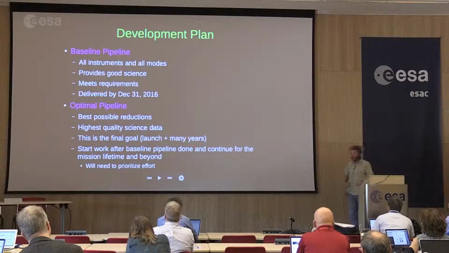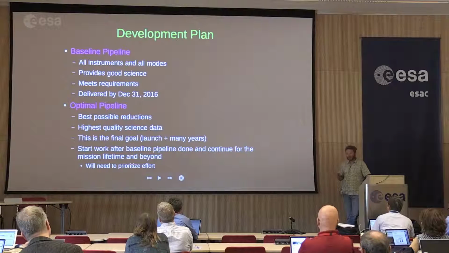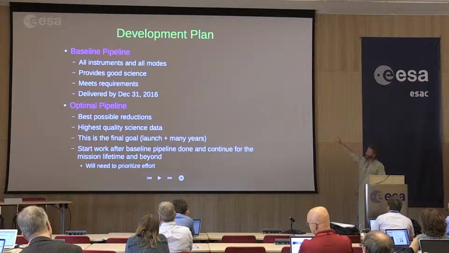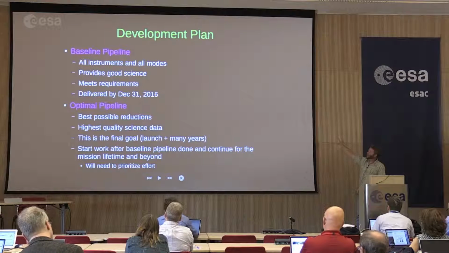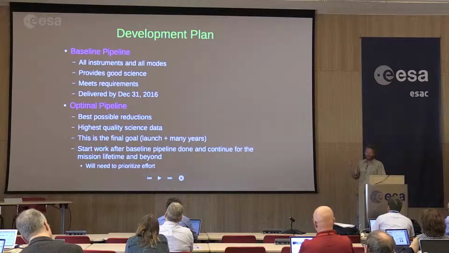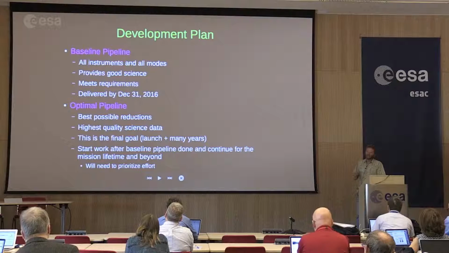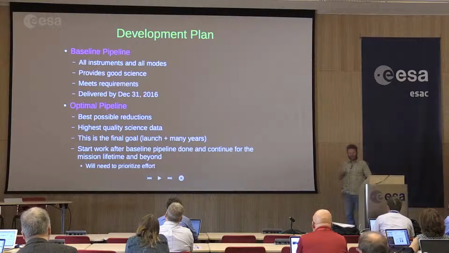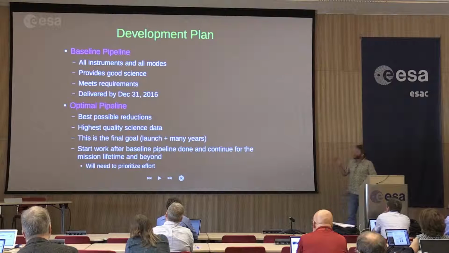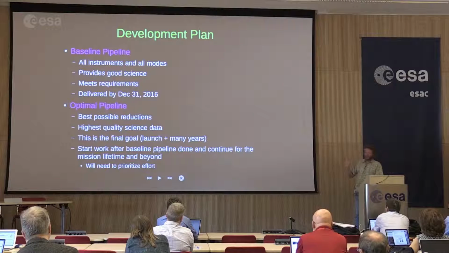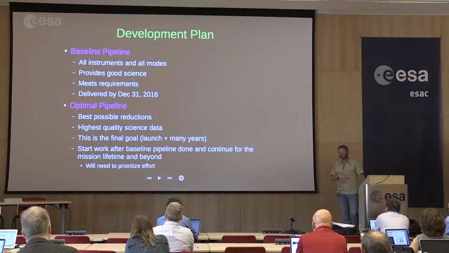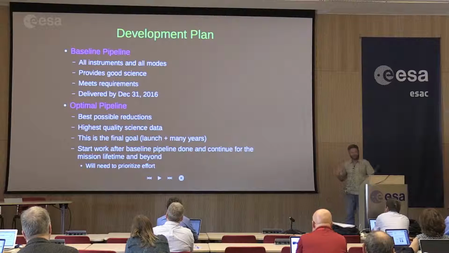The development plan, we've split it into two pieces in order to make sure that everything works. So the first part we do is make sure we're going to do the baseline pipeline. So that means all instruments in all modes will be able to reduce the data and get high-level, high-quality science data out the back. It meets requirements. That's another thing you have to do when you're on missions. I'm less excited about requirements. I liked it when I was on the instrument team and I didn't have as many requirements I had to deal with. And the goal is to deliver the baseline pipeline at the end of this year.